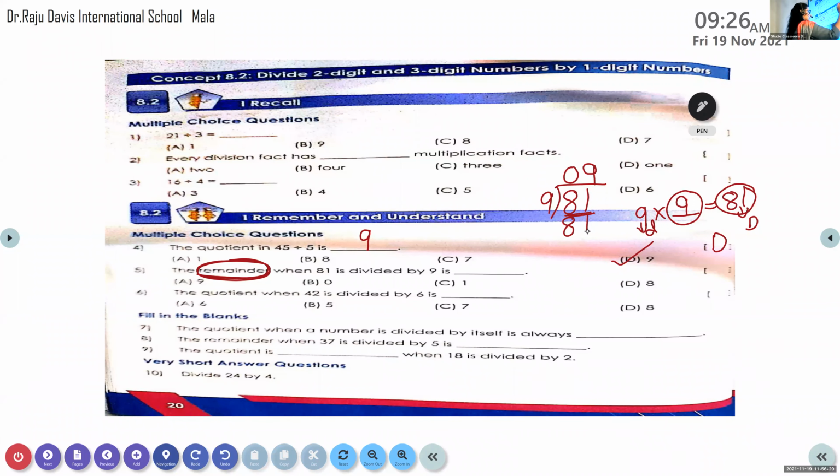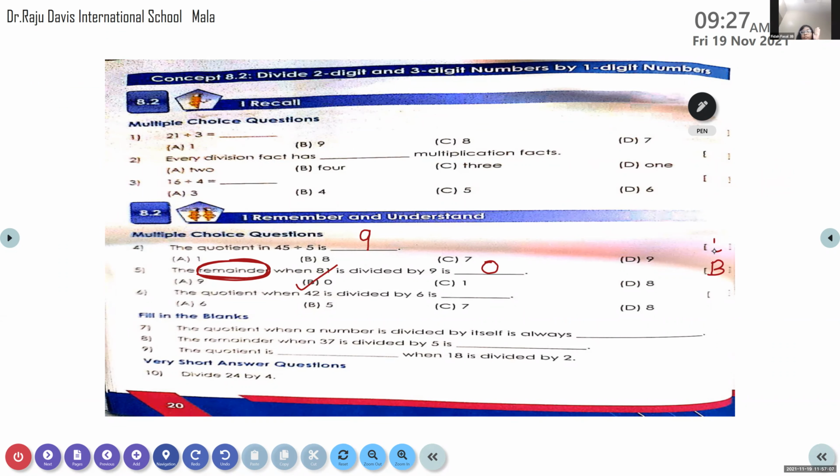Then subtract it. The remainder is 0. Yes. You have to write about the remainder, isn't it? So the remainder you got is 0. What is the quotient you got? So which is the correct option? Option B is the correct one. Write B in the bracket, put a tick mark on B. Okay, good Aradhya. Thank you, ma'am.